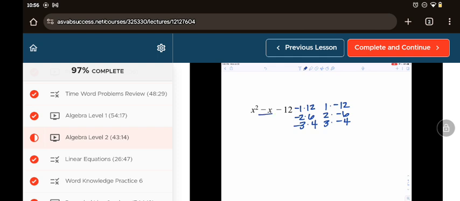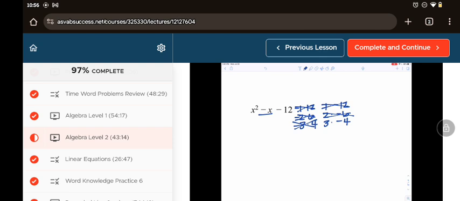So now I have to find which one adds up to give me negative 1. So negative 1 plus 12 gives me positive 11. That's not good. 1 plus negative 12 gives me negative 11. That's not good. Negative 2 plus 6 gives me positive 4. That's not good. 2 minus 6 gives me negative 4. That's not good. Negative 3 plus 4 gives me positive 1.